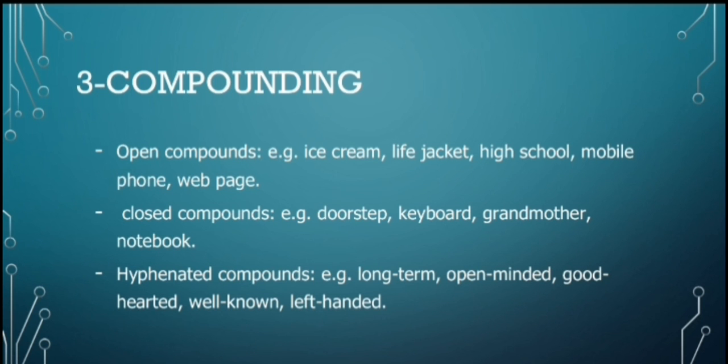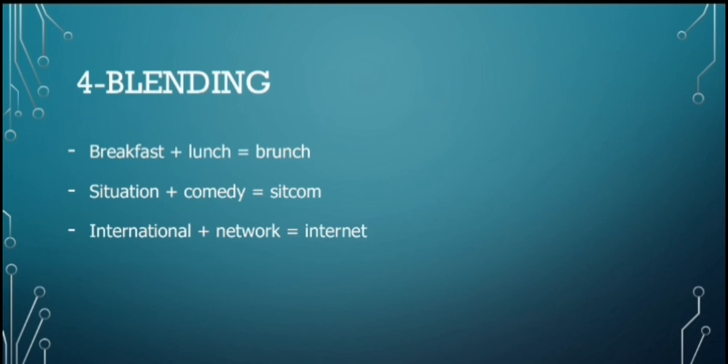In compounding, we have three types. Open compounds, which are two separate words, such as ice cream, life jacket, high school, mobile phone, web page. Closed compounds, which are joined to form single forms, such as doorstep, keyboard, grandmother, notebook. And finally hyphenated compounds, which are two words joined together by a hyphen, such as long-term, open-minded, good-hearted, well-known, left-handed. This is compounding. Let's move to the last thing in our lecture today, which is blending.